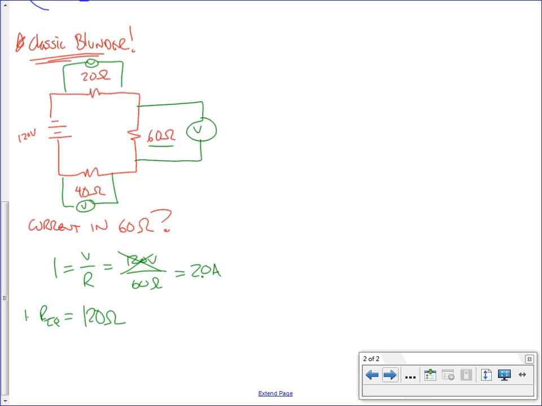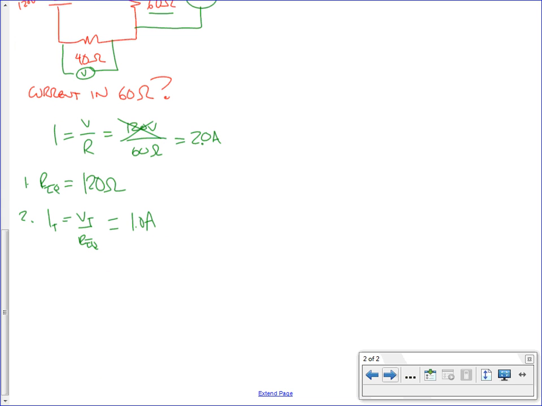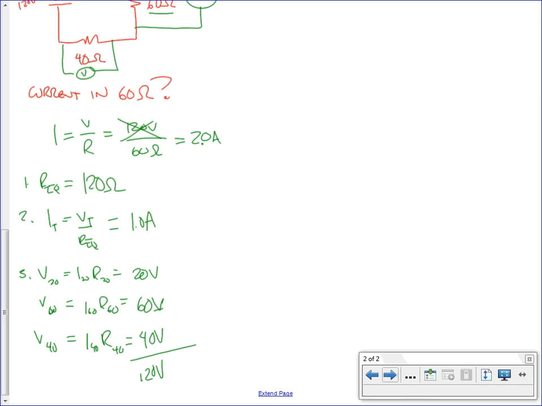Well, it happens to be 120 ohms here. Then you'd say I total is V total over the total resistance. Well, that comes out to 1 amp. And then you say, okay, how much of the drop is across each one? Well, V20 is I20 times R20, which happens to be 20 volts. And V60 is I60 times R60. Notice, same current in each one. It's all 1 amp, so there's 60 volts. V40 is I40, another 1 amp, times R40, and that's 40 volts. And oh yeah, those add up to 120 volts. Yay. So boo here, yay here.